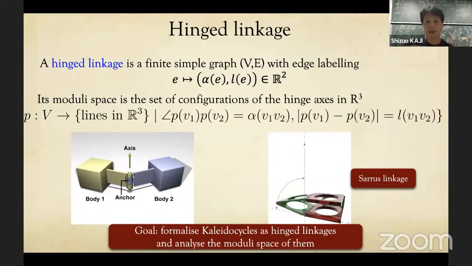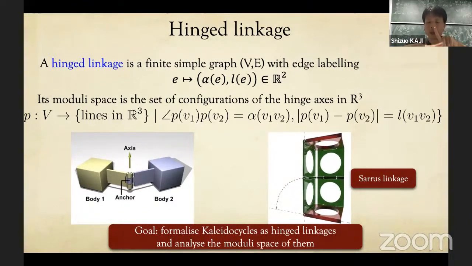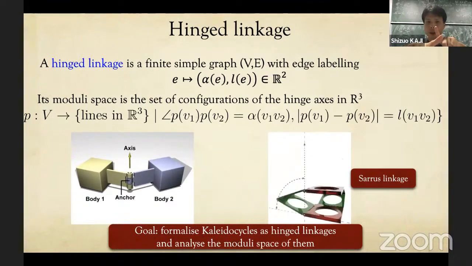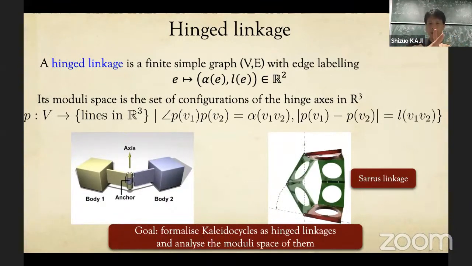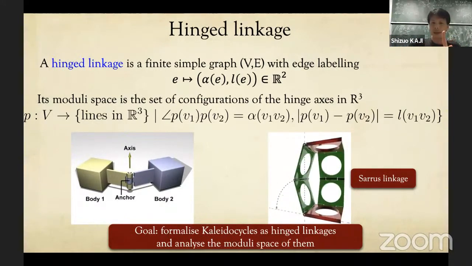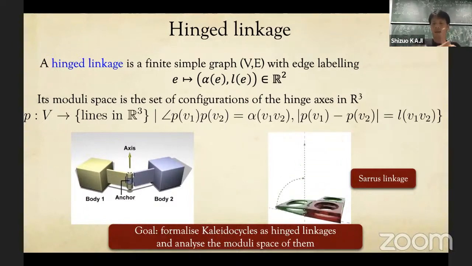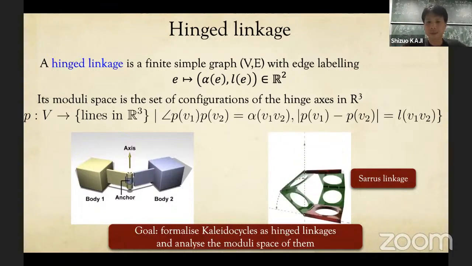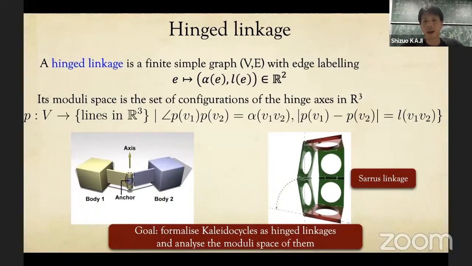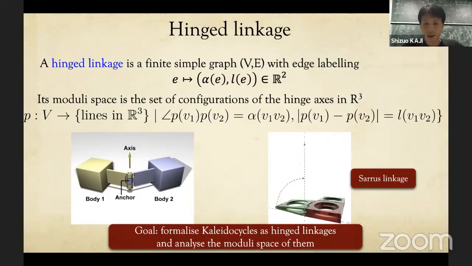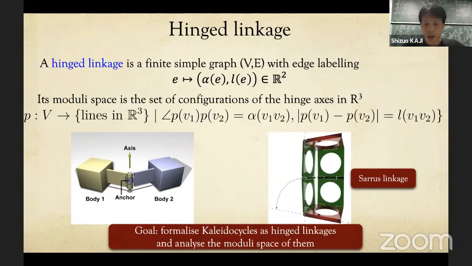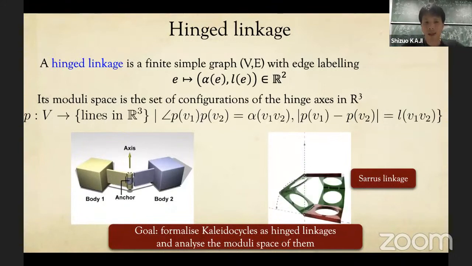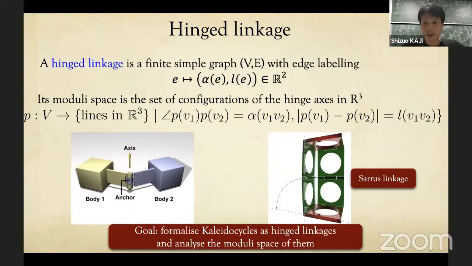First, adjacent hinges connected by a rigid body have a fixed distance, and also a fixed angle. Two adjacent hinges have to have a fixed angle. Basically, you can't change the shape of the tetrahedra. Anyway, this hinged linkage can be modeled again by a graph, and its realization is given by a collection or arrangement of affine lines in R3, satisfying certain geometric constraints like distance and angle.